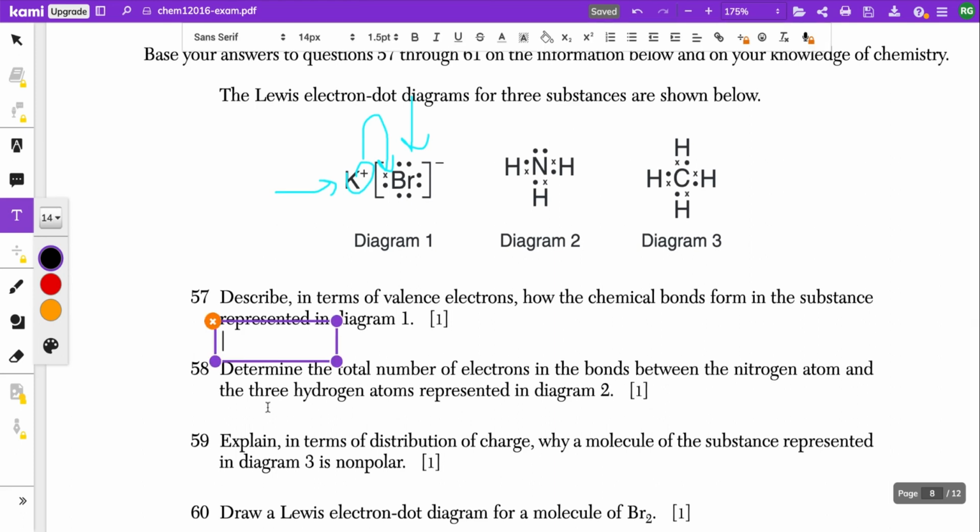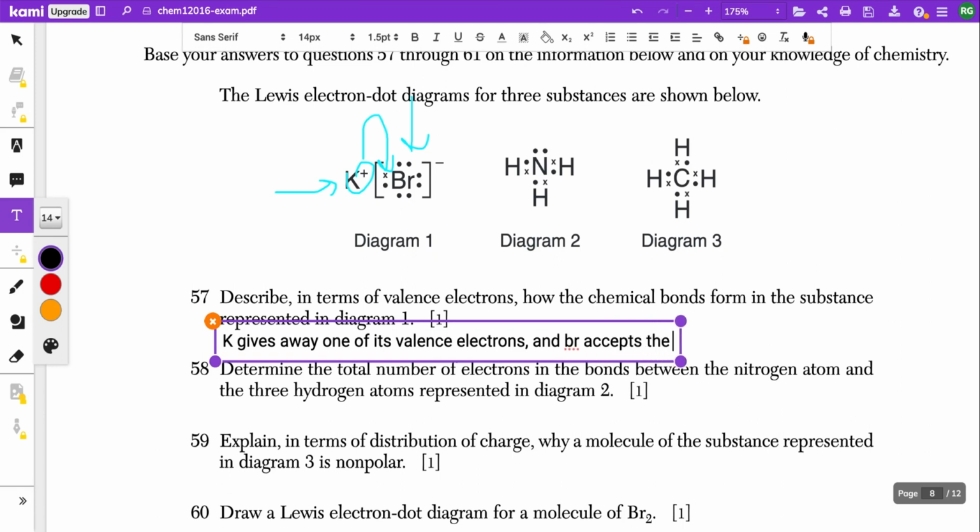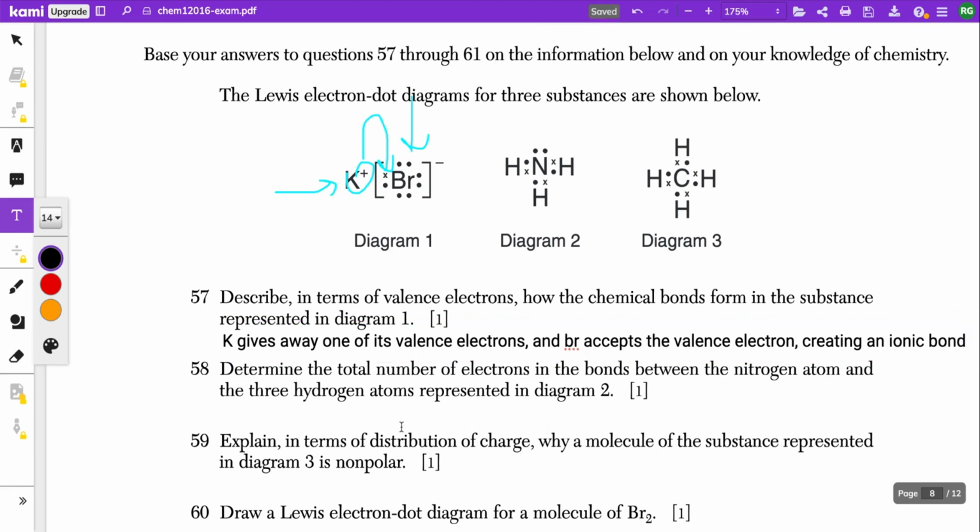So we would say that K gives away one of its valence electrons, and Br accepts the valence electron, creating an ionic bond.